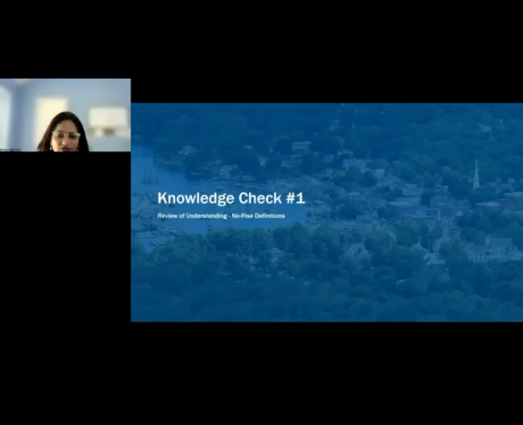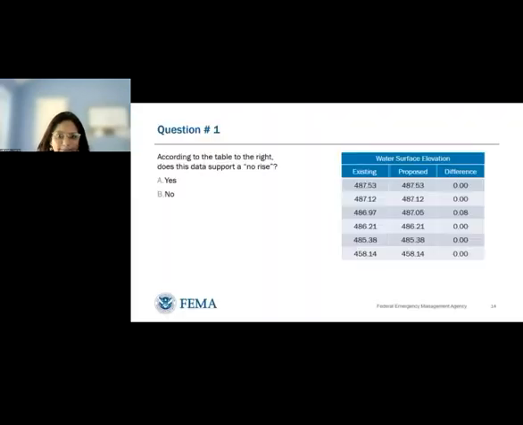Keith, are you ready to release the poll? So here is the poll. This table provides water surface elevations for both existing conditions and proposed conditions, and it's calculated near the area of interest. Please observe the difference column in the table. Do you think the data provided supports a no-rise? That means they don't have to get a no-rise certificate.